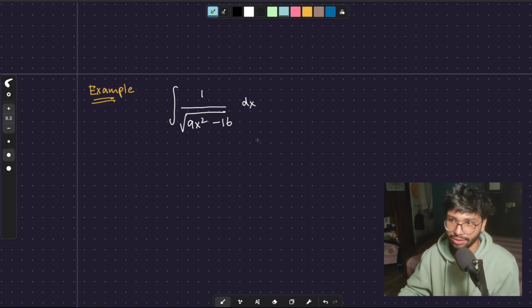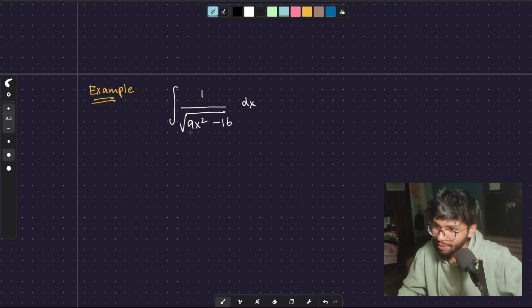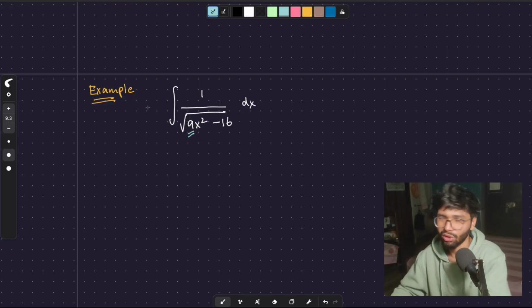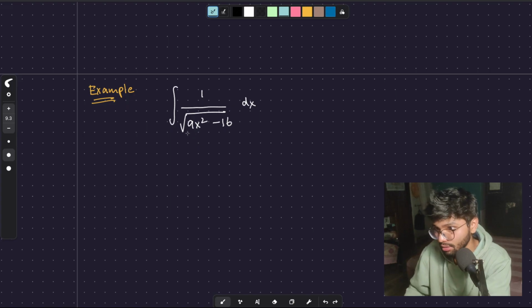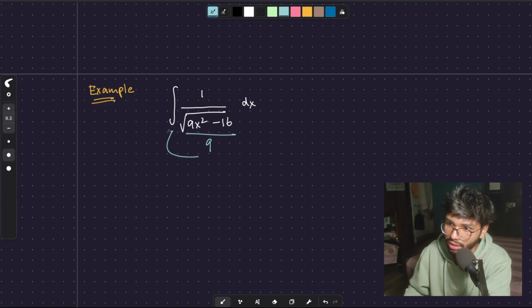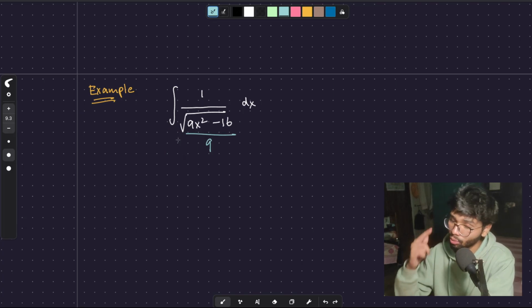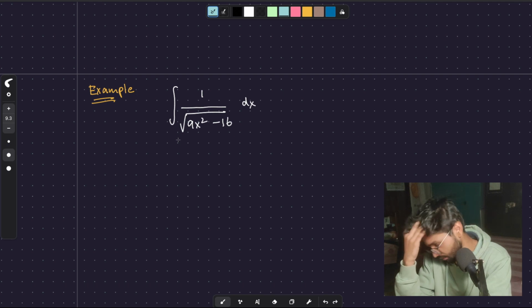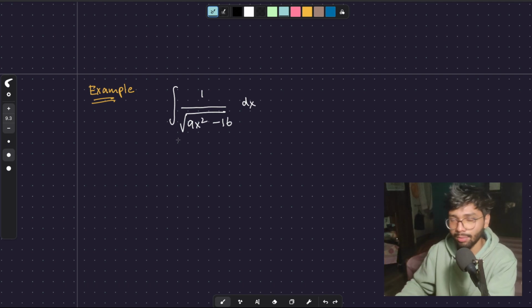So let's do it the good old way. Again, we don't have a good way of solving this directly. We can divide it out. We can divide the whole thing by 9 and factor this thing out. For sure, we can do that, and we did that in one of the examples in the previous video. We did the same thing.